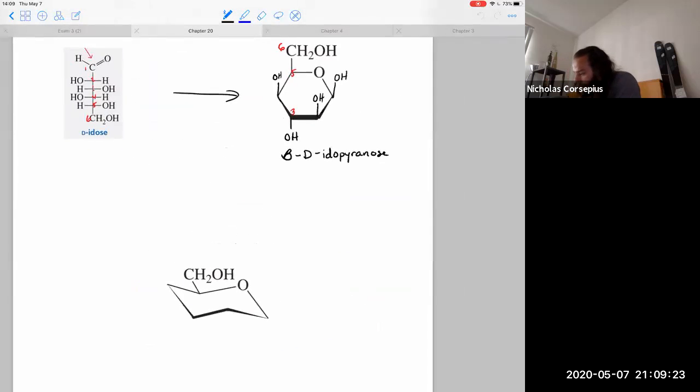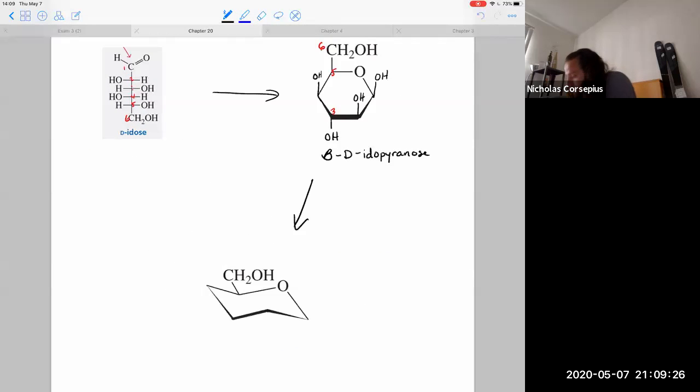All right, so now we have this painfully complicated step of going from our Haworth to the chair, okay? So first steps first, I'm going to put that big bulky group at carbon 6 in the equatorial position.